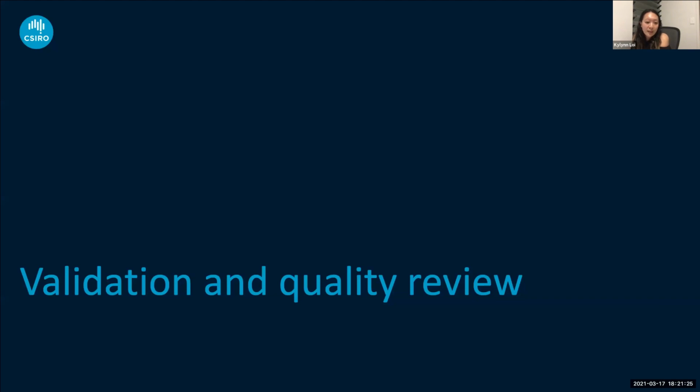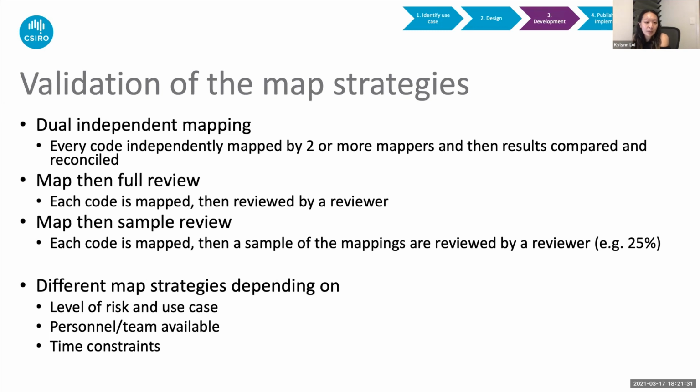After mapping, there's a validation and quality review component. There are different strategies that you can use. There's dual independent mapping, where each code is independently mapped by two or more mappers, and then those results are compared and reconciled. Another approach might be one user doing a map and then another user doing a full review. A third approach might be each code being mapped and then a sample of the mapping being reviewed by a reviewer, so perhaps 25% or 50%.